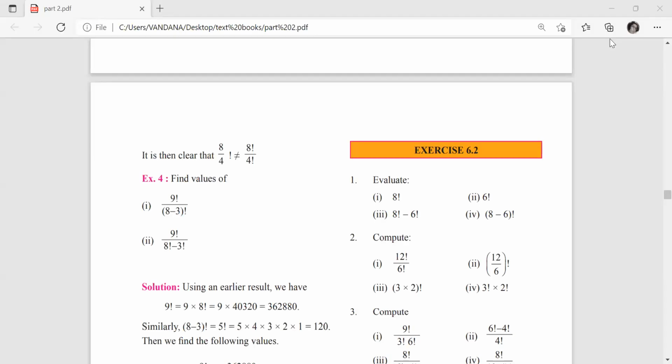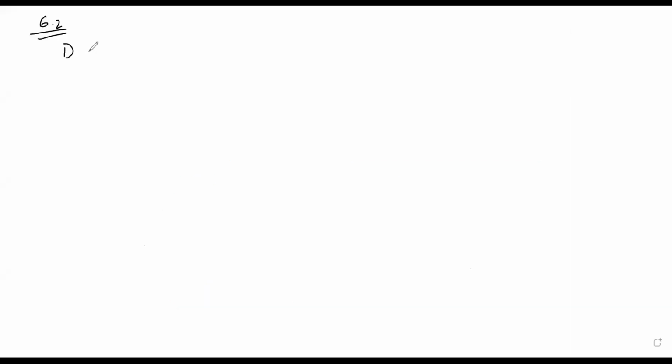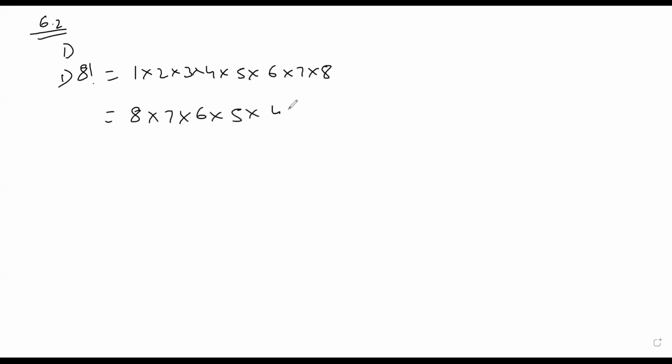We are first taking exercise 6.2 because it is dependent completely on the factorial notation. So the first sum is evaluate 8 factorial. 8 factorial is 1 into 2 into 3 into 4 into 5 into 6 into 7 into 8. Or I can write it like this: 8 into 7 into 6 into 5 into 4 into 3 into 2 into 1. We have already written it. It is 40,320.